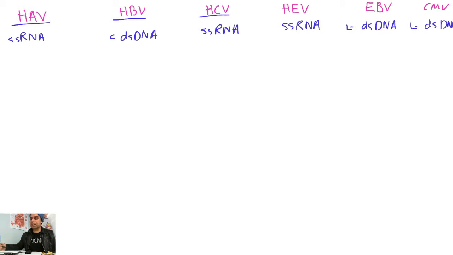So immediately, if it's an RNA virus, you will know which one it is. Out of the 6, 3 are RNA and 3 are DNA. But Hep B is double-stranded circular DNA, whereas Epstein-Barr virus and cytomegalovirus are double-stranded linear DNA viruses.